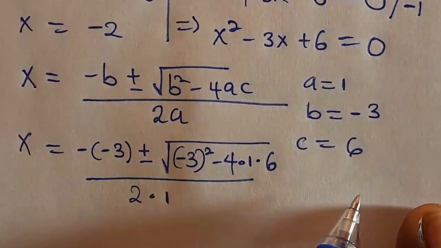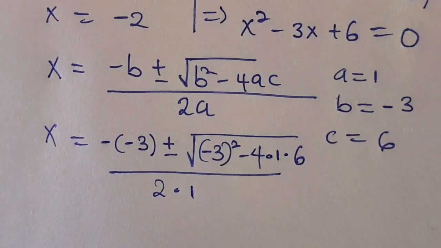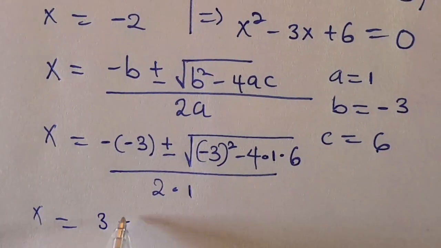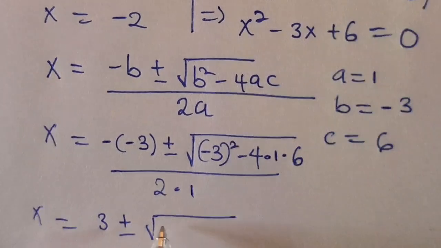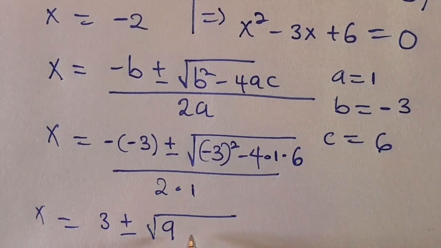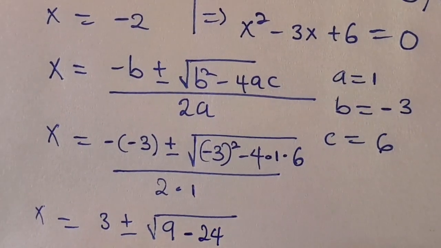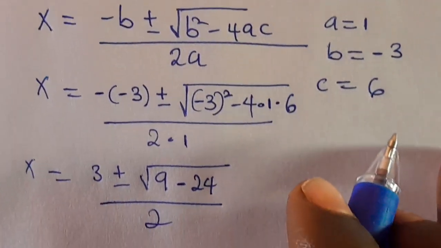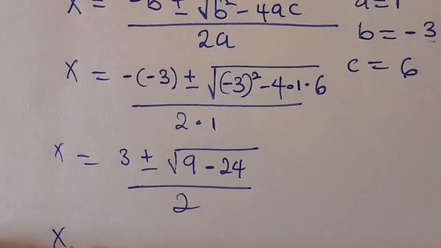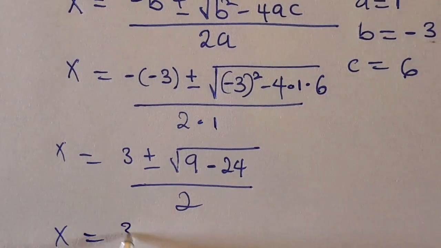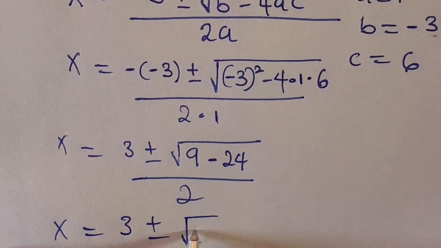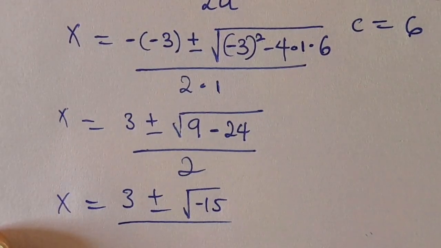So from here, we have the value of x to be equal to minus times minus will be plus 3, then positive or negative, square root of this one will be 9, minus times plus will be minus, 4 times 1 times 6, we have it to be 24. Then we have everything to divide by 2. So from here we have our x to be equal to 3 positive or negative 9 minus 24 will give us minus 15, then divided by 2.